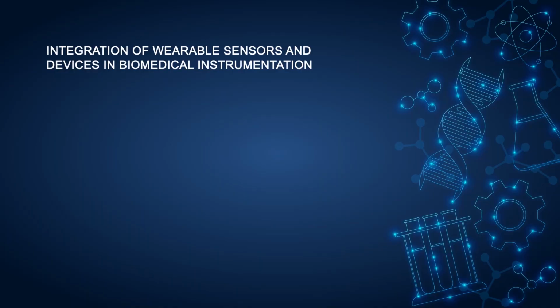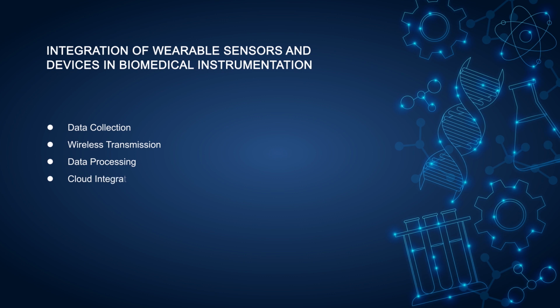The first one is data collection. Wearable sensors collect various physiological and environmental data from the wearer such as heart rate, temperature, motion and sleep patterns. The next one is wireless transmission. The collected data is wirelessly transmitted from the wearable devices to a data collection unit, often a smartphone, tablet or dedicated receivers.